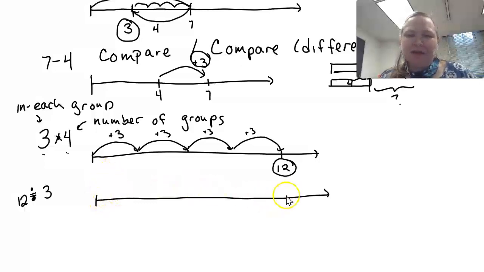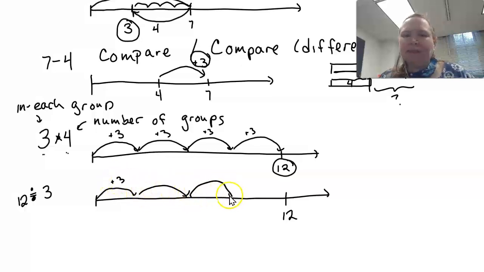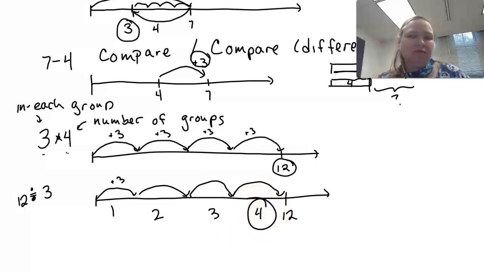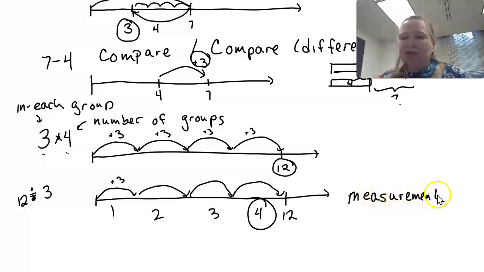So here I'm going to say I want to get up to 12. How many groups of 3 is it going to take? I'm going to go up by 3 every time. How many is it going to take? 1, 2, 3, 4 groups of 3. So that is measurement division. There's also partition division. But measurement division is the one that we use most often when we're doing representations on a number line.